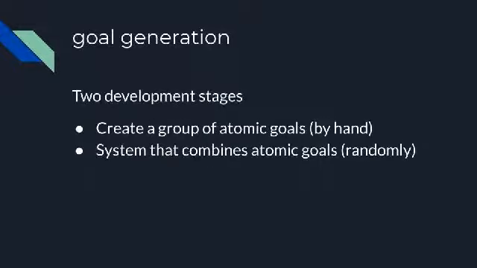We generate the goals using two steps. The first step is to generate a group of atomic goals that can be combined together to create the main goal. And the second part is to find a way to combine them and give them to the players.